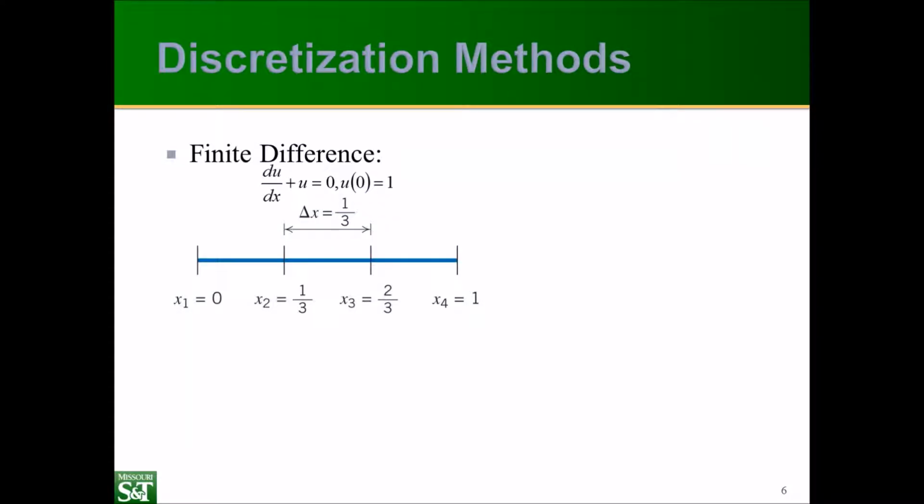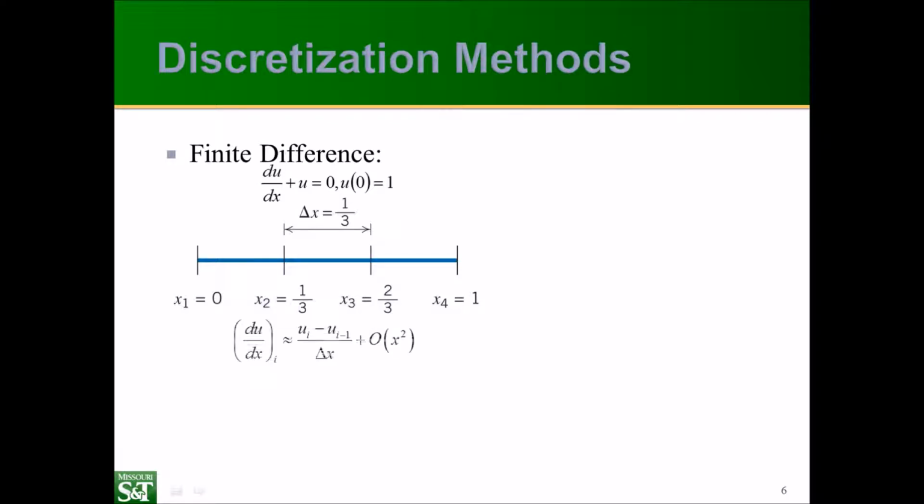So when we look at solving these equations using CFD, we have to look at our discretization. We look at this idea of the finite difference method. So we start with this equation, which is a differential equation that we're trying to solve with a particular initial condition or boundary condition where at x equals 0, u must be equal to 1. And we want to solve it at these 4 points, at 0, 1/3, 2/3, and 1.